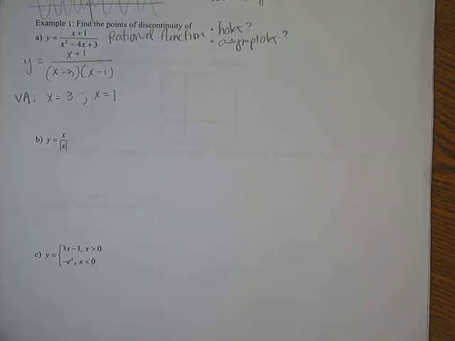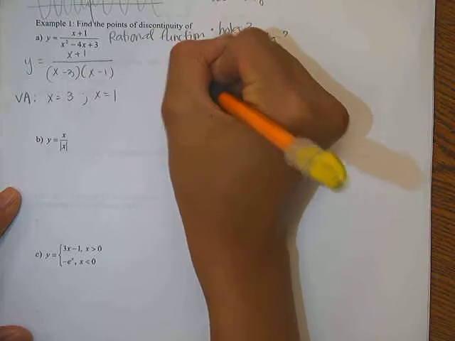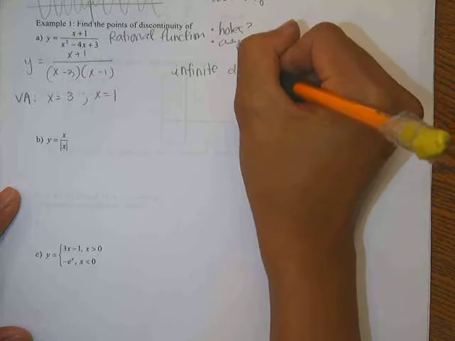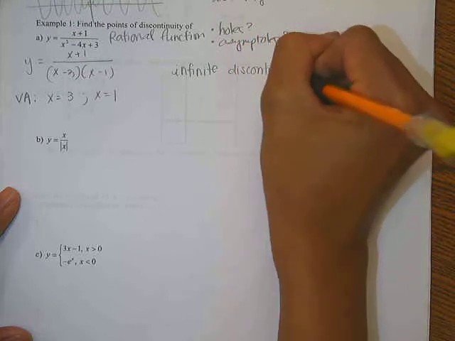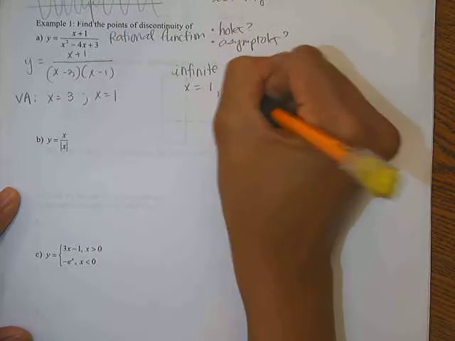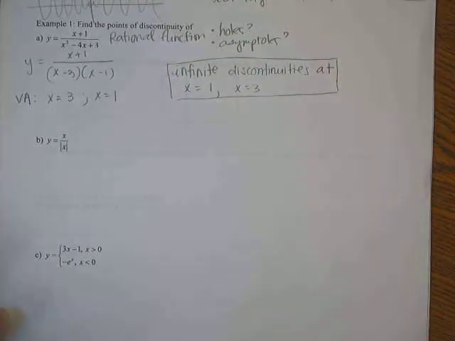So it says, find the point of discontinuity. Well, you have asymptotes. So remember, these are called infinite discontinuities, right? So we're going to spell it out. And yes, you do need to tell me the type of discontinuity as well. Infinite discontinuities at x equals 1 and x equals 3. I'm just putting these in order from smallest to biggest, therefore box that up now that we know the type of discontinuity.